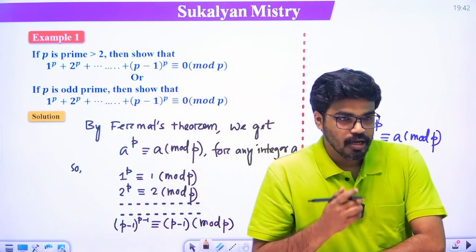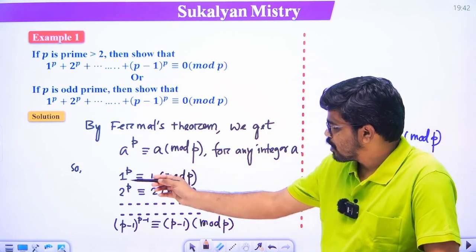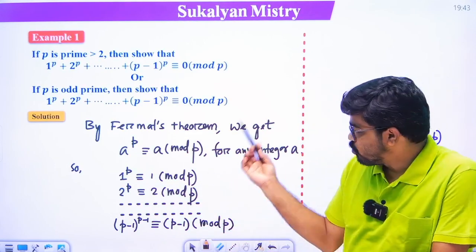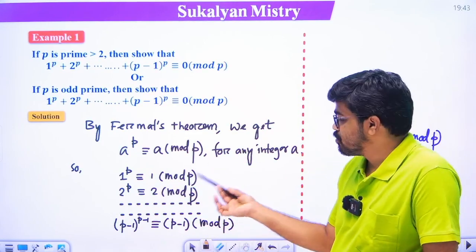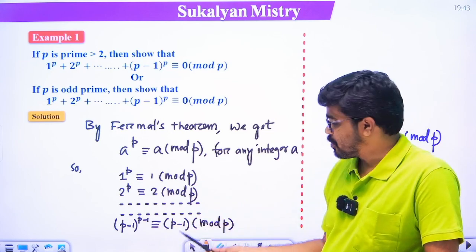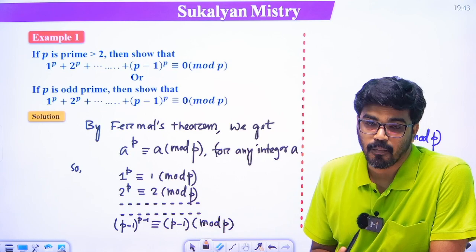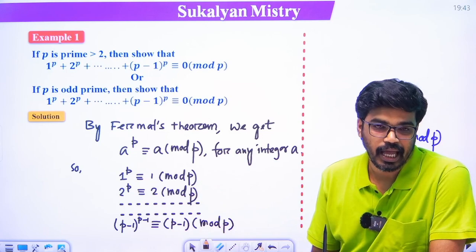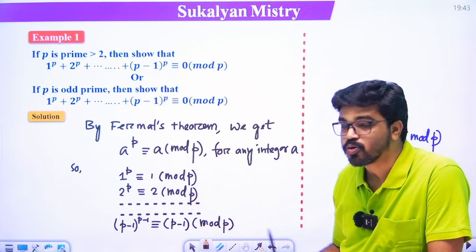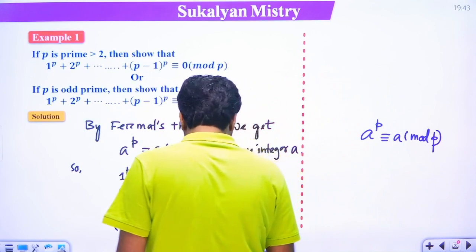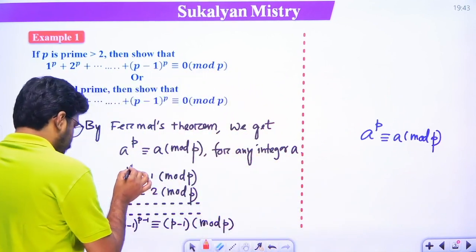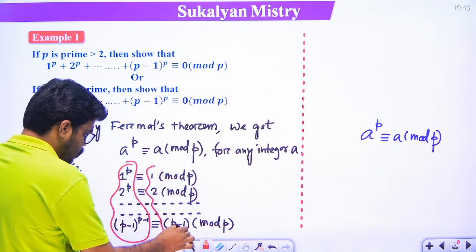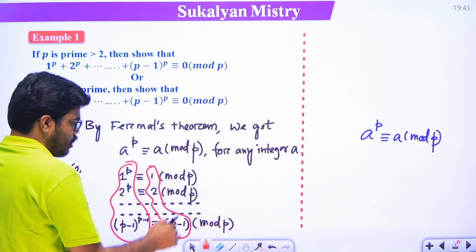So what we get? 1 to the power p is congruent to 1 modulo p. 2 to the power p is congruent to 2 modulo p. 3 to the power p is congruent to 3 modulo p. And so on, p minus 1 to the power p is congruent to p minus 1 modulo p. Now adding all these congruences, when you add, the left hand side terms add, and this is congruent to 1 plus 2 plus and so on up to p minus 1 modulo p.